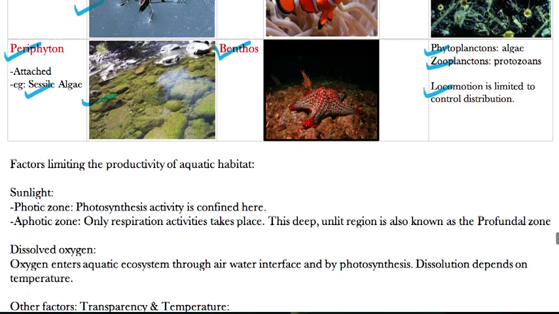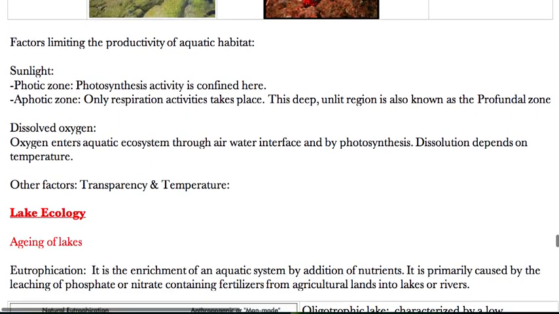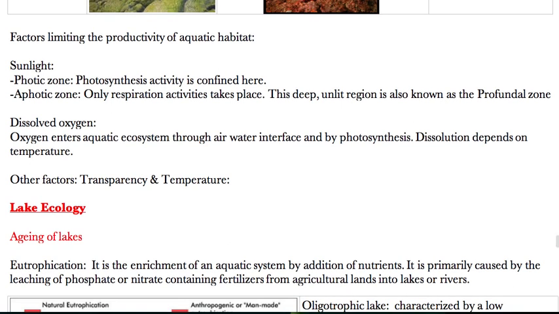Then factors limiting the productivity of aquatic habitats. There are various factors and one important factor is sunlight, that is the photic zone. The level up to which sunlight is penetrable inside the sea or any aquatic system is called the photic zone, and most of the photosynthesis activity is confined to this zone. Then you have the aphotic zone, where only respiration activities take place, and this deep unlit region is also known as the profundal zone. So the aphotic zone and profundal zone are basically the same thing. Try to remember these names.